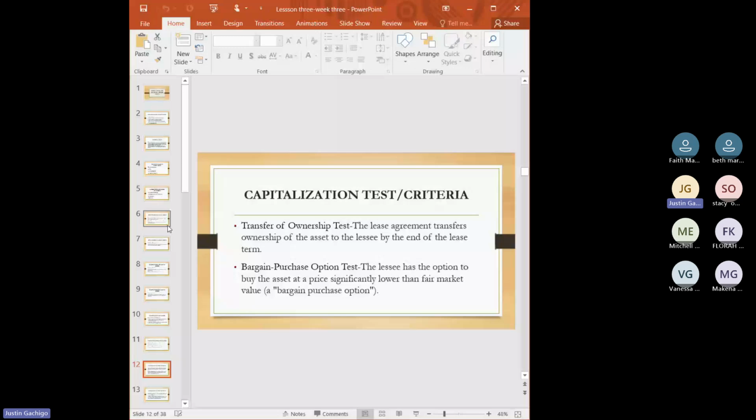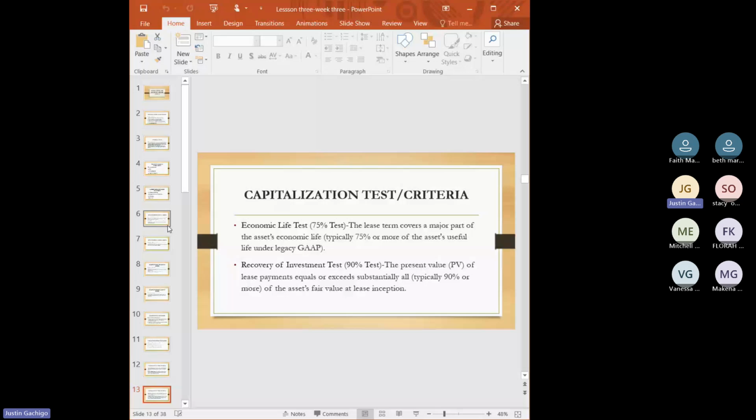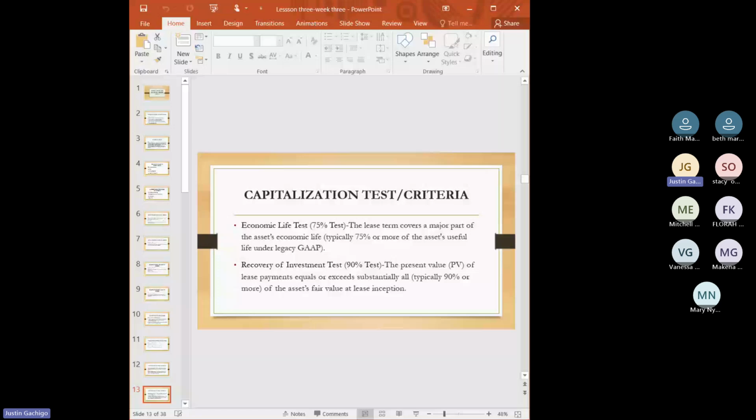So that's what I had just described, how it can happen, where you can be allowed to buy the motor vehicle at a lesser cost than what the market is offering. The other one is called the economic life test, or simply the 75% test. In this one, the lease term covers a major part of the asset's economic life, typically 75% or more of the asset's useful life under the GAAP legacy.